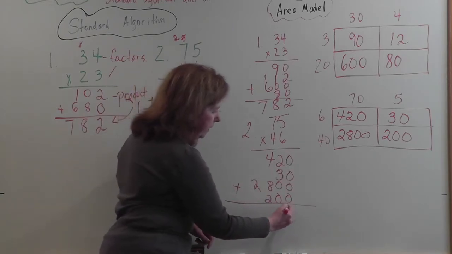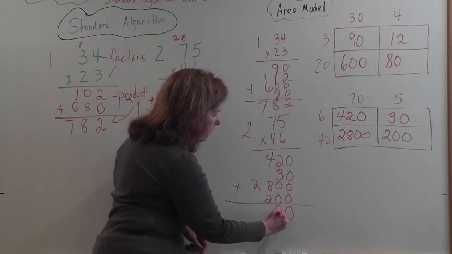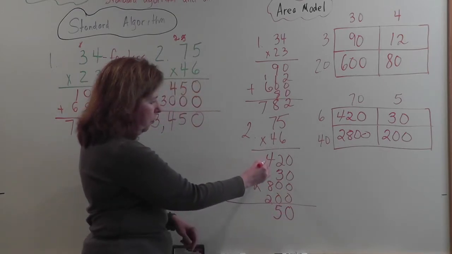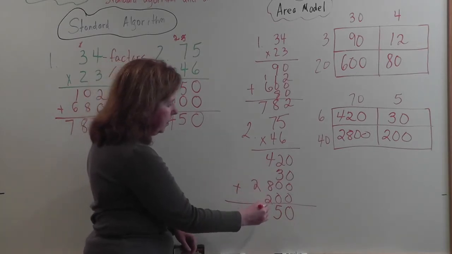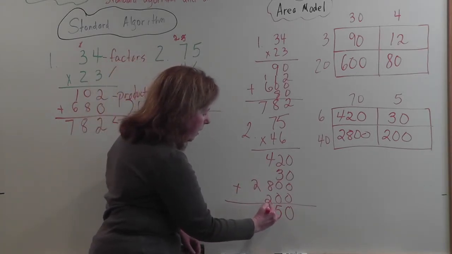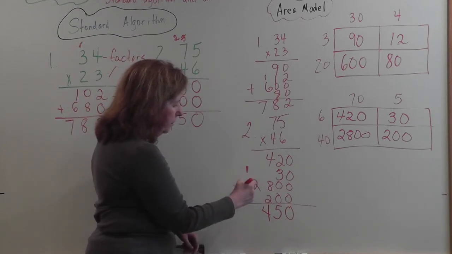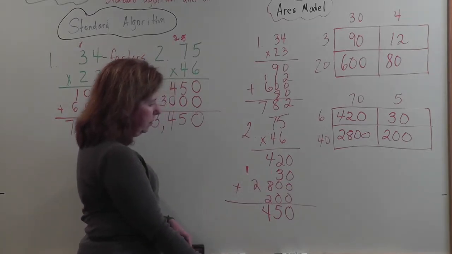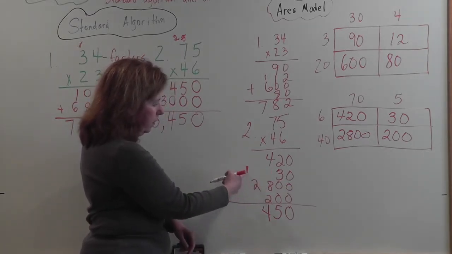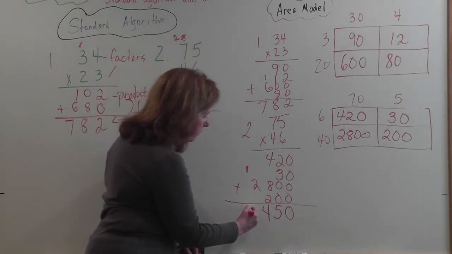So this would be 0. 2 plus 3 is 5. 4 plus 8 is 12, plus 2 is 14. So I put my 4 down, and I need to regroup. Okay, I need to bring over my 10 100ths, which is 1,000. So 1,000, this would be 1,000, plus 2 is 3,000.